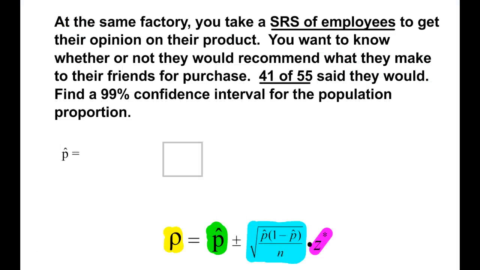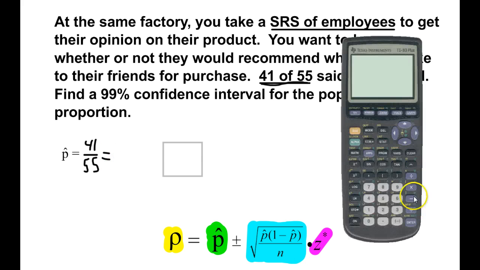So let's get back to solving this problem. I see here that we need p hat at least 3 times in solving the problem. So let's go ahead and figure out what p hat is. Now it is the proportion that comes from our sample. So right here we have 41 out of 55. 41 divided by 55, that's going to be our p hat. And we could leave it as a fraction, but it's probably going to be easier to work with if we just turn it into a decimal. So 41 divided by 55, and you get 0.745.